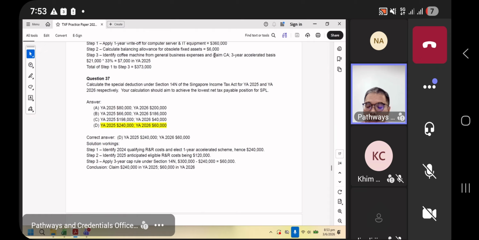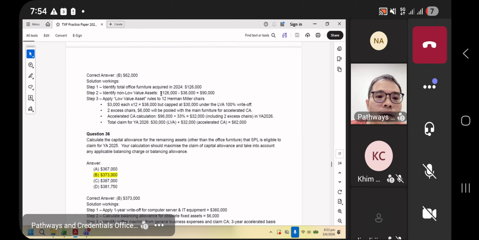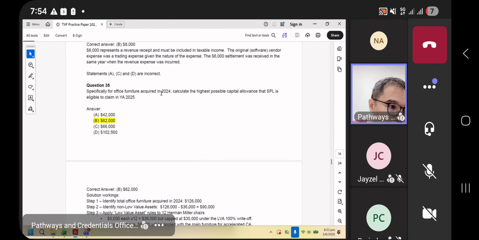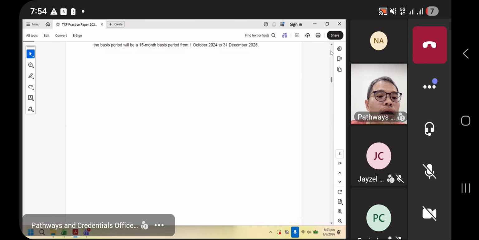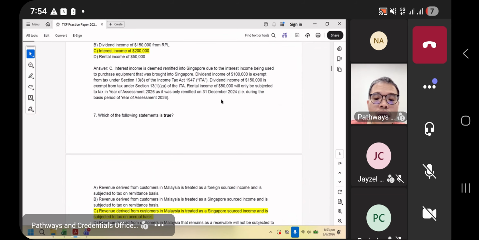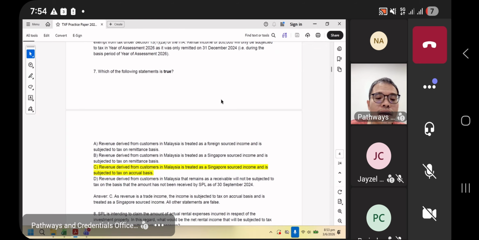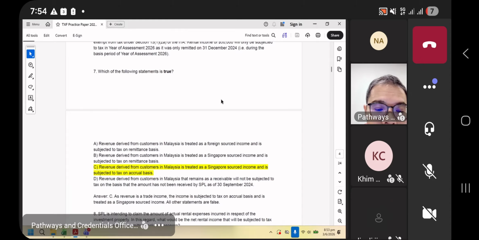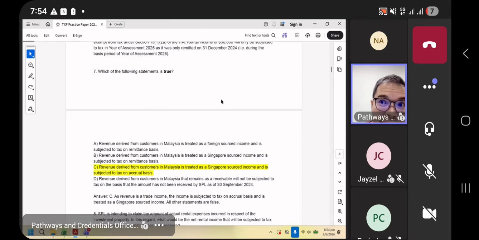Sorry, can I have a quick question? Yes, sure, please. On question 7, is it the same concept that the other friend just asked, about trade income? Yes, correct. So long as it is trading income, you don't really need to consider whether it is received in Singapore or not.